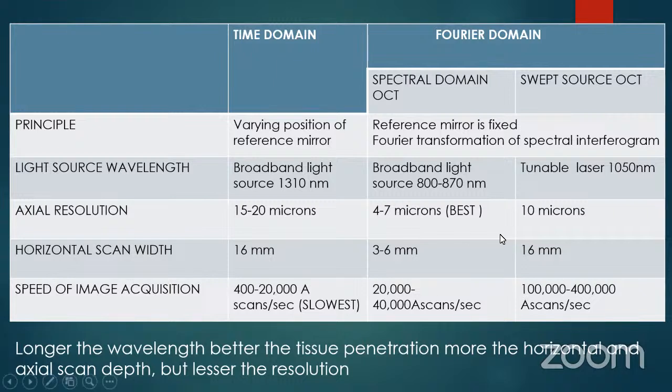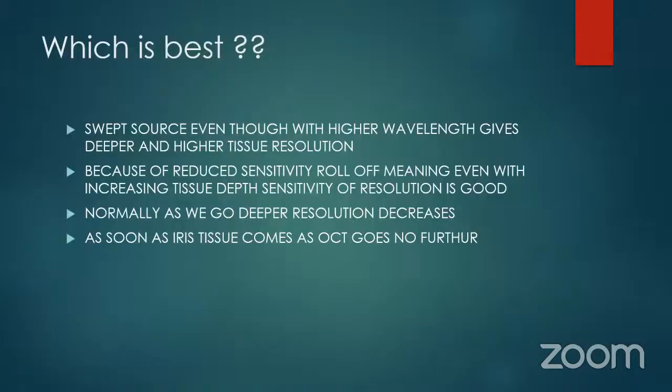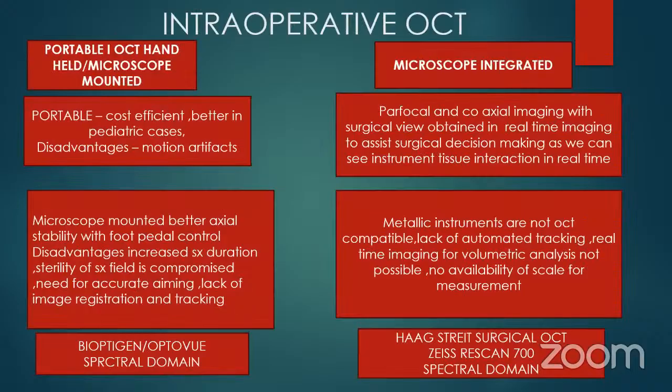So in all these three, the middle path is taken by the spectral domain OCT, in which the wavelength is middle and the resolution is the best. Swept source, through high wavelength, gives deeper tissue penetration, but there is reduced sensitivity roll-off, which means that even though the tissue depth is increased, the sensitivity of resolution is good. Normally in ASOCT, as we go deeper, the resolution decreases. As the iris comes, the resolution is lost.